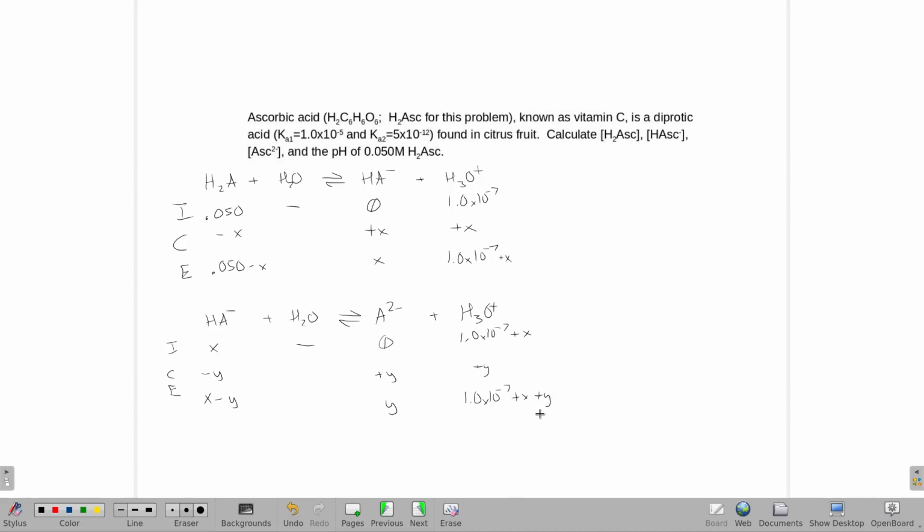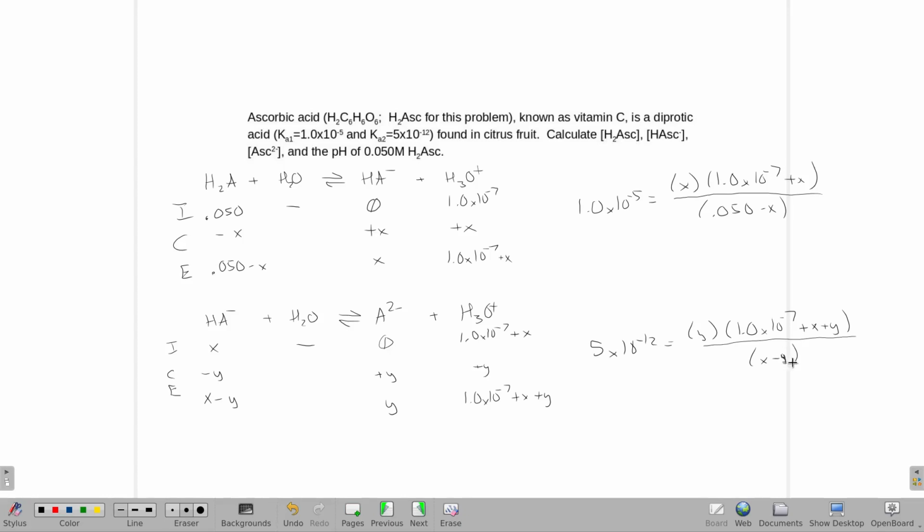Okay, let's put our K's together with our Q's. So this first K, 1.0 times 10 to the negative 5th, would be equal to X times 1.0 times 10 to the negative 7th plus X, and down here is 0.050 minus X. And then our second K, 5 times 10 to the negative 12th, equals Y times 1.0 times 10 to the negative 7th plus X plus Y, all over X minus Y.